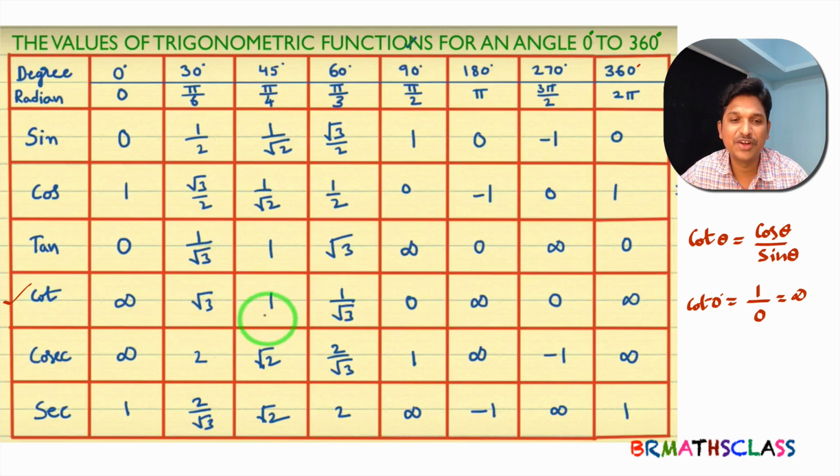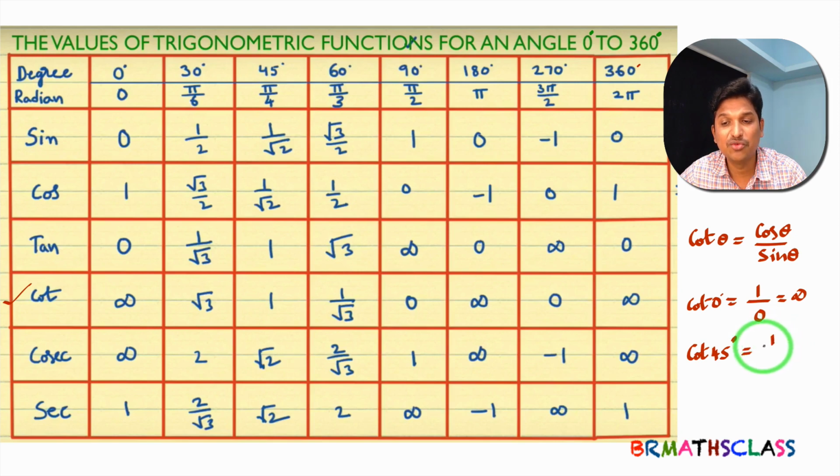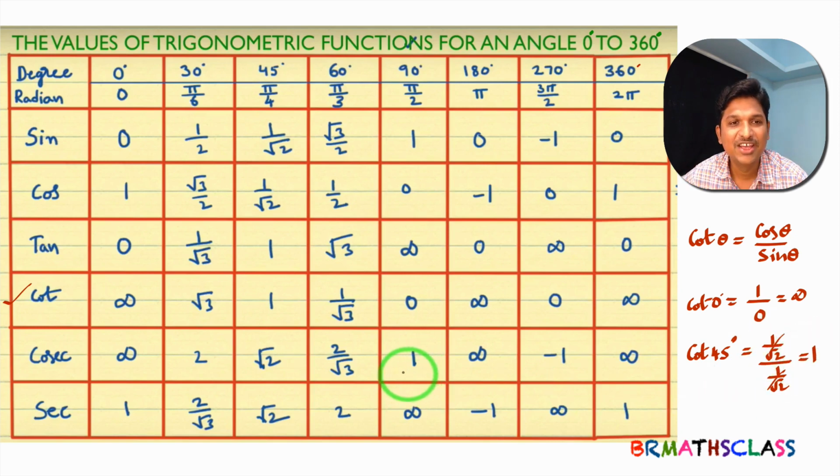Similarly, what is cot 45 degrees? Cot 45 degrees is cos 45 degrees divided by sine 45 degrees. Cos 45 degrees value is 1 by root 2, divided by sin 45 degrees, that is also 1 by root 2. 1 by root 2 divided by 1 by root 2 is 1. Like that, you can write the complete cot row. I hope you are understanding, right?